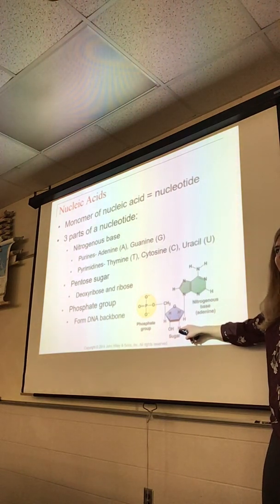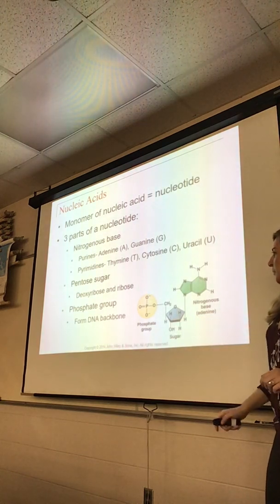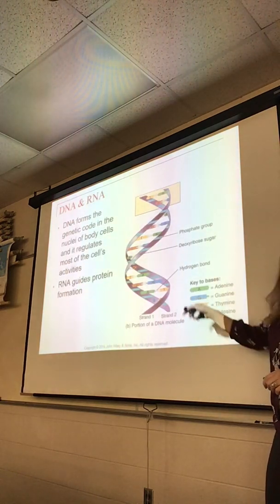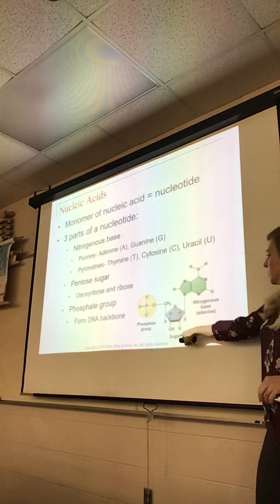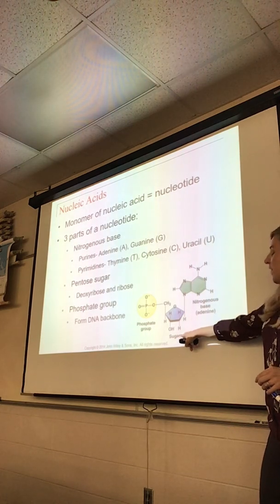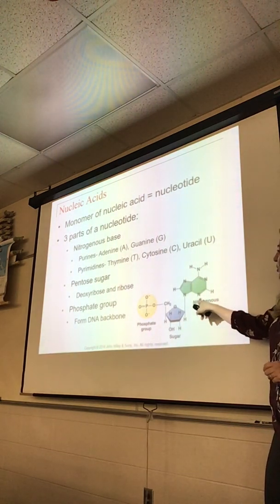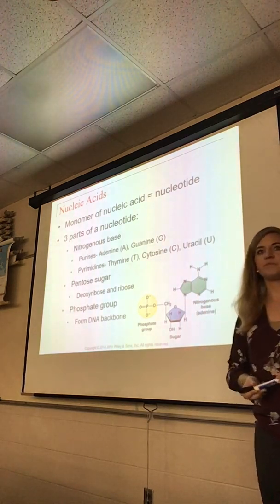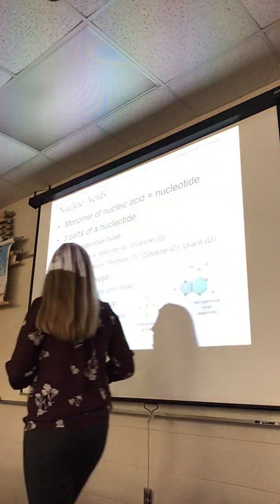Anybody recall that? It's okay if you don't. We just talked about them today. But it's either deoxyribose or ribose. DNA contains deoxyribose. RNA contains ribose. So it's got a sugar, a 5-carbon sugar. And then the last one you haven't seen. The last one is called a nitrogenous base. Now there are 5 different nitrogenous bases.